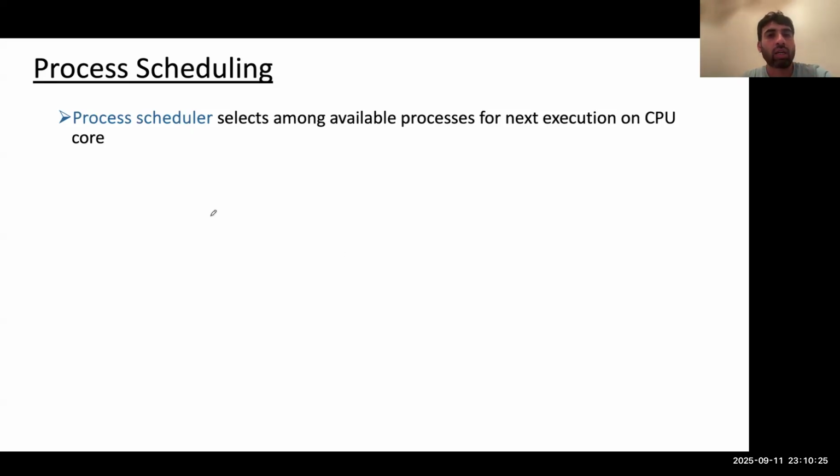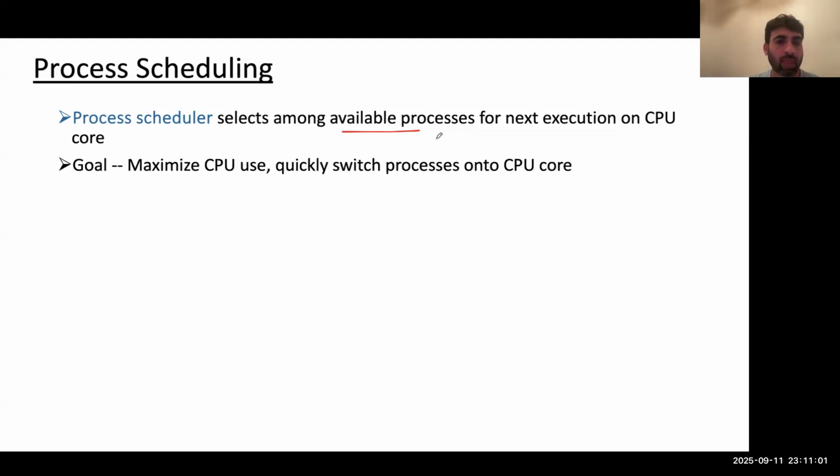So the process scheduler is a component in your operating system, and its job is to select among the available processes for next execution on your CPU core. And when we say available processes, it means those processes which are in the ready state. Keep in mind the state diagram for the processes, where each process can be in one of those states: new, ready, waiting, running, or terminated, right? But the process scheduler will select only from those which are in the ready state.